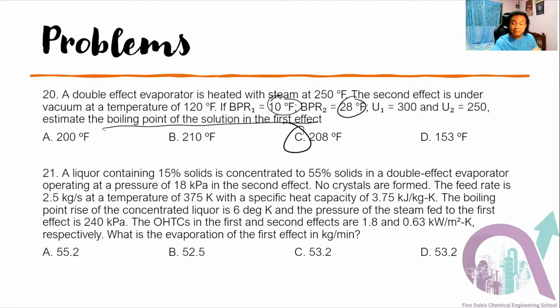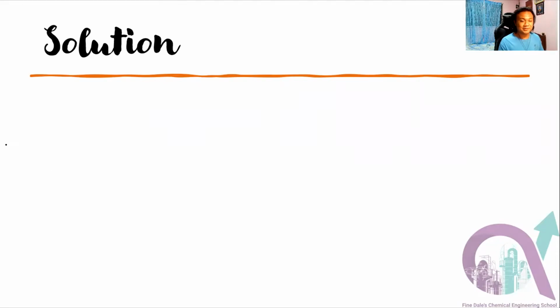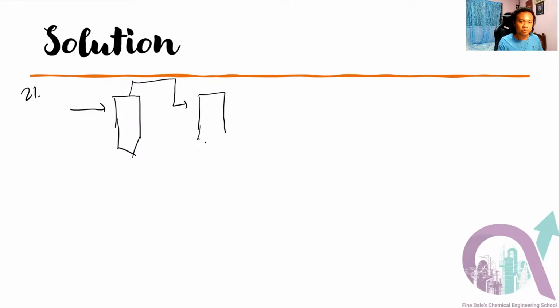If you can see, this is a really weird problem, and also the solution is very weird. This problem came from Coulson. Please find it there, you can find it there actually. So, number 21. We have to draw our diagram. We have a two effect evaporator. So we have V1 and V2.